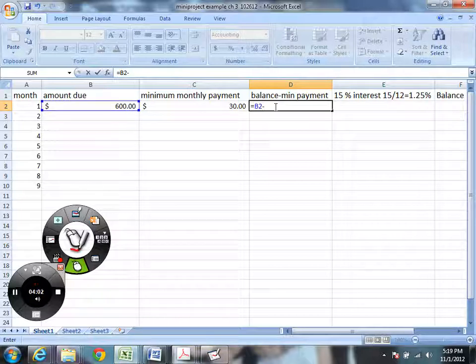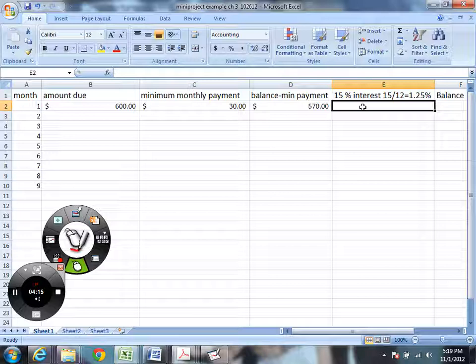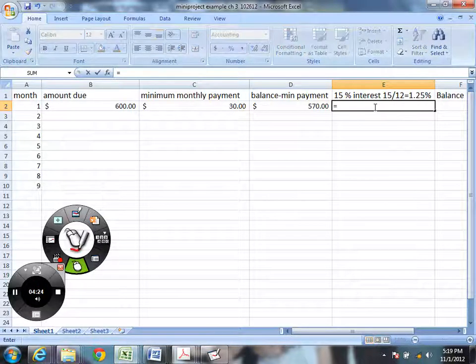And then minus. And then you can either click on the cell you want to subtract, or you can just type in C2, see how it's C, and then it's 2 right there, and then press enter, and it does the calculation for me. Then this right here, I want to take my $570 and multiply that by my interest that they're going to charge me. So I'm going to do equals again, and I'm going to do D2, because I want it to always do this for me.